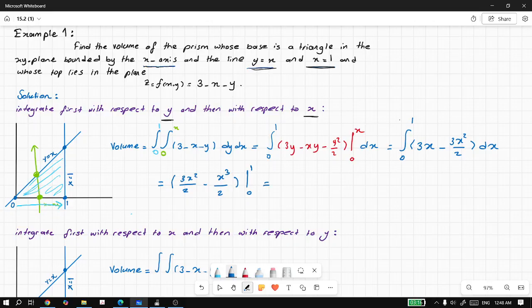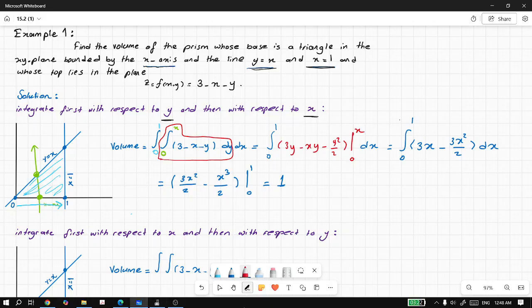Putting 0 and 1 into that integral, it gives us the value equal to 1, which is the required volume for that prism that we have got with the base in triangular form. Let me draw this one again. Okay, that was finding the volume of that prism when the order of integration is dy dx.